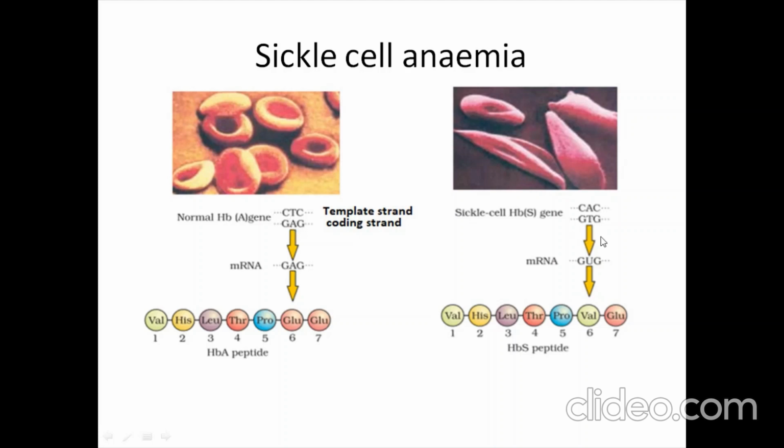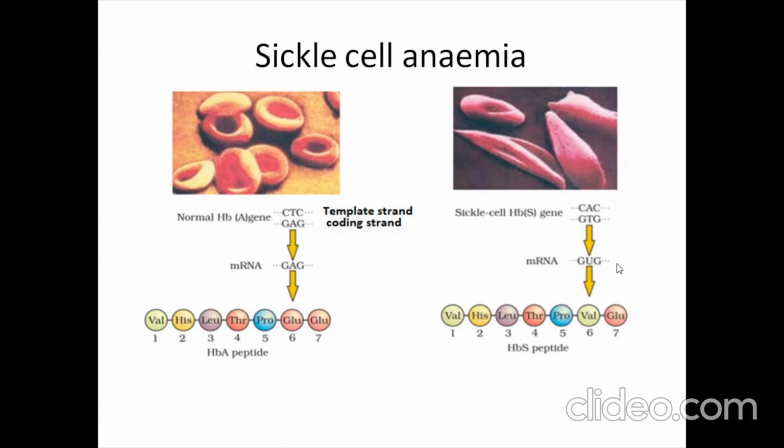Then what happens? In the template strand, in the place of T, now there is A. Here you can see there is T here, but here it becomes A, because in the coding strand A is replaced by T. So as a result, in the template strand, which is complementary to this coding strand, there comes A. Now because of this, the mRNA sequence also changes, that is GUG.